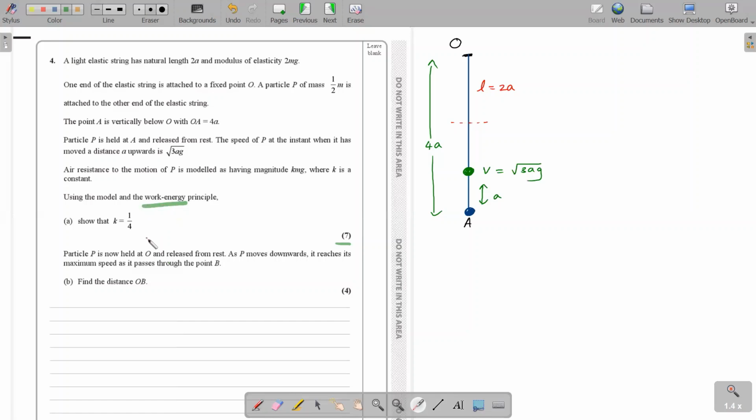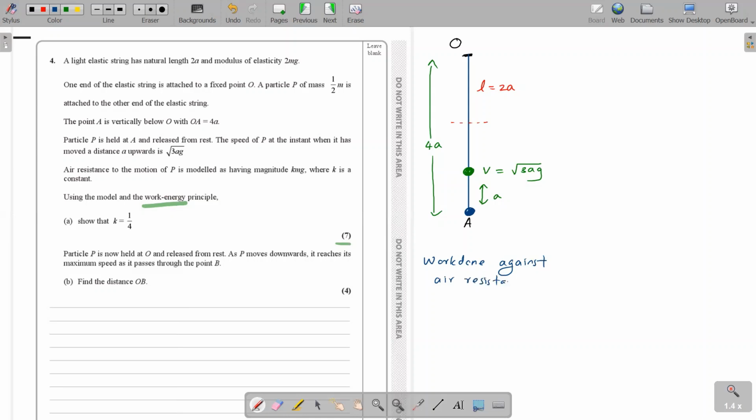Now, normally the work energy principle we use is work done against friction is equal to change in energy, right? That is what we normally apply. But in this system, there's no friction here. We are not moving on a surface. So what is the resistive force here? The resistive force that you are modeling here is the air resistance. So the only way we can go here is work done against air resistance.